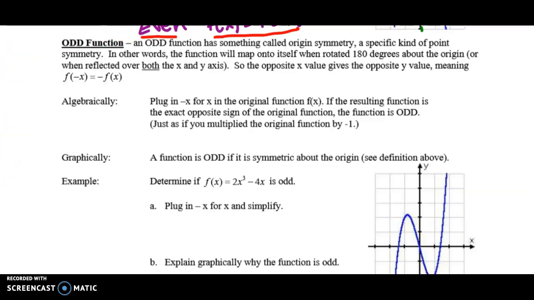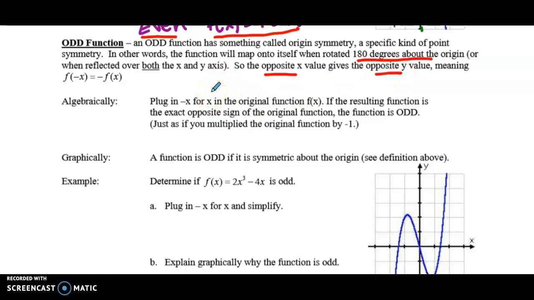All right, so an odd function is something that's called symmetric about the origin. Basically, if you were to rotate the entire graph 180 degrees about the origin, or if you reflect it over both the x and the y-axis, then it's going to be symmetric about the origin. So what this is saying is opposite x values give opposite y values.